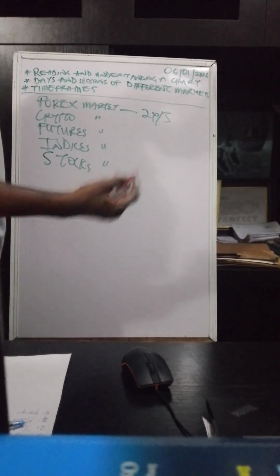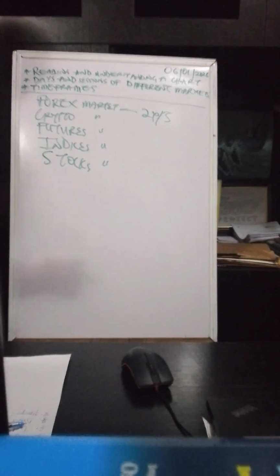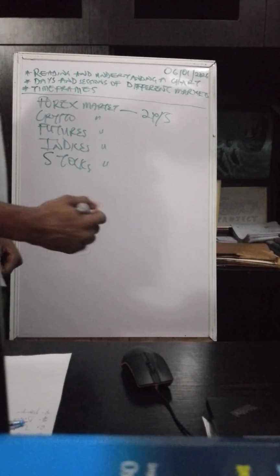Now the forex market is 24/5. What does that mean? The forex market runs 24 hours a day, but five days a week. The market closes at 10 p.m. Nigerian time on Friday, and reopens at 10 p.m. on Sunday. So we don't trade on Saturday and Sunday. We take the weekend to enjoy our profits or losses, and we stay off the market.